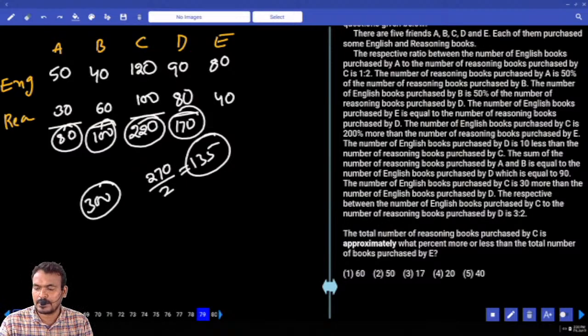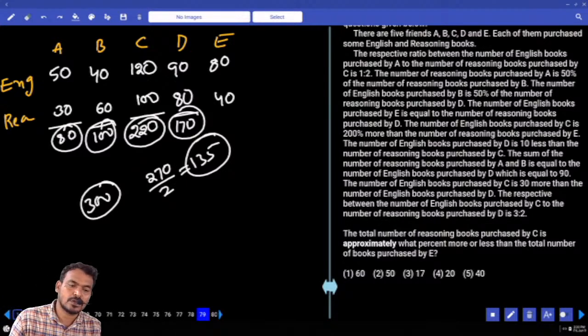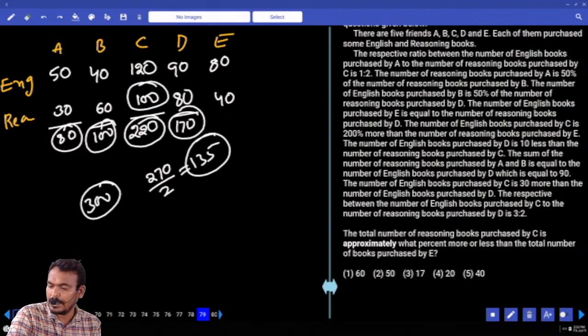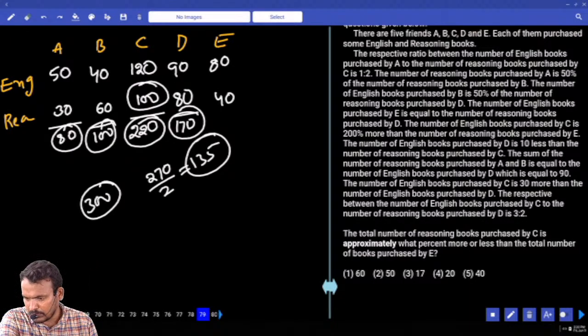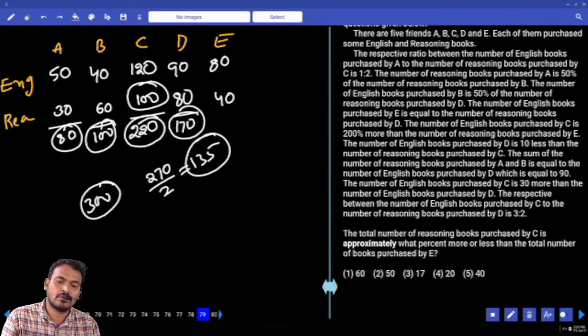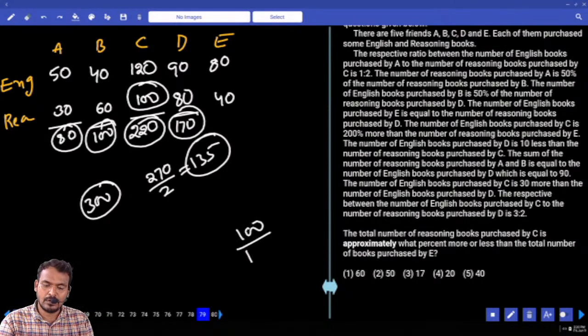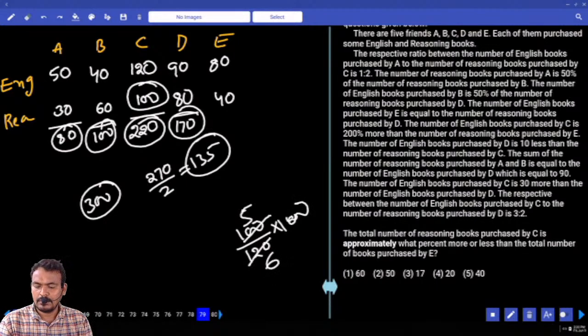79. The total number of reasoning books purchased by C is approximately what percent more or less than the total number of books purchased by E? Reasoning books of C, how much? 100. And total number of books purchased by E. What are the E total books? 120. That is 100 by 120 into 100. It is 5 by 6 or 5 by 4? 5 by 6. What is the answer? Percent more or less, or not? 1/6 less, or not? 1/6 means 16 by 3%.